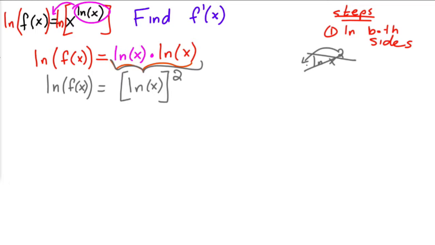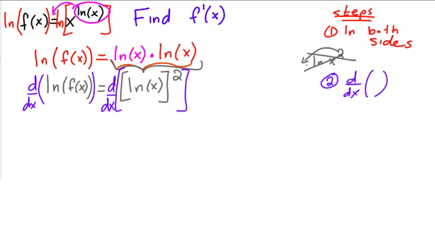Okay, then the second step is to get the derivative of both sides. So we get the derivative of the left side, derivative of the right side, and on the derivative of the left side, remember you get 1 over, so the derivative of natural log is 1 over the inside, which is f of x, times the derivative of the inside, which we symbolize by f prime of x.